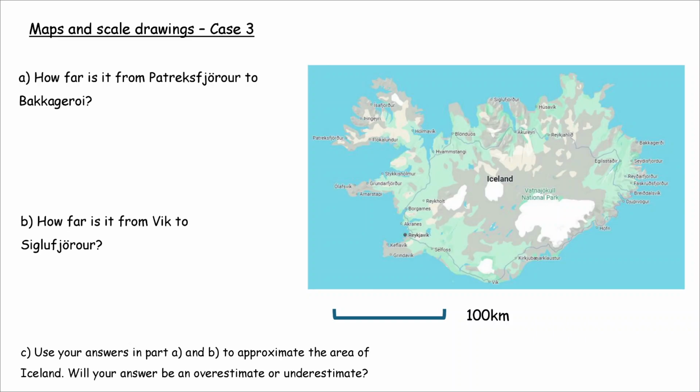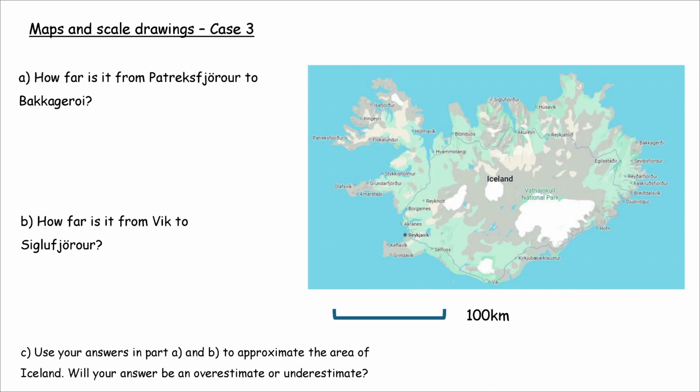Okay, on to the final example of looking at maps and scale drawings, this time with a slightly different key example. And we've got some questions here, and let's begin. So we've got a map of Iceland here, and this time the scale is a bit different. It is saying that this length here on the map is equivalent to 100 kilometers in actual real life.